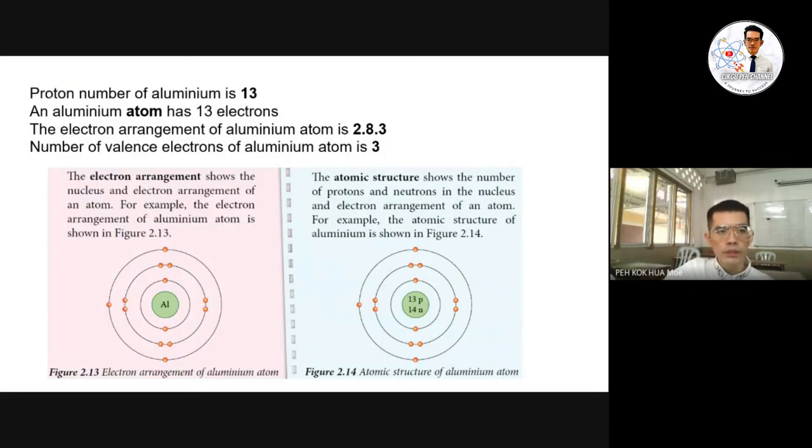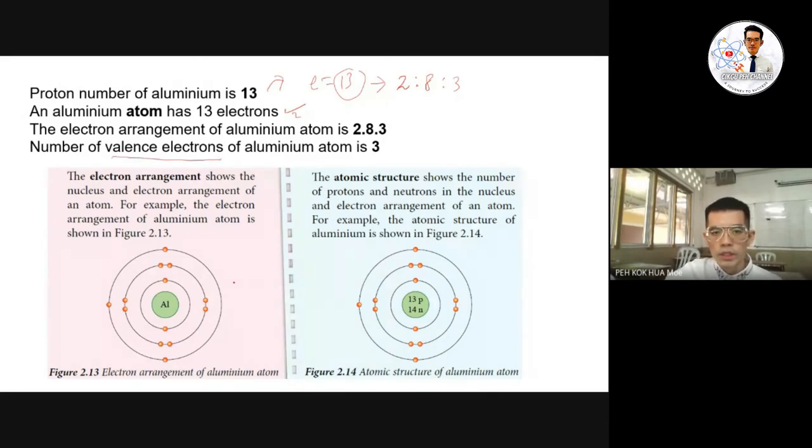Here we have the example, the proton number of aluminium is 13. That means for an atom of aluminium, the number of electrons will also be 13. As mentioned, the electron arrangement of aluminium will be 2, 8, 3, because for 13 electrons, the first shell maximum is 2, the second is 8, and the remaining is only 3. So the outer shell will only contain 3 electrons, and the number of valence electrons for aluminium is 3.